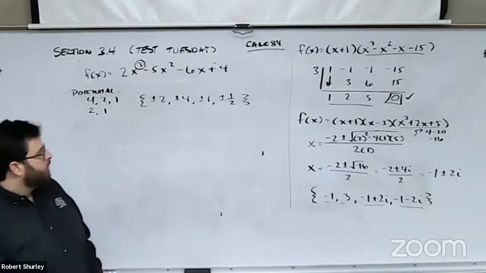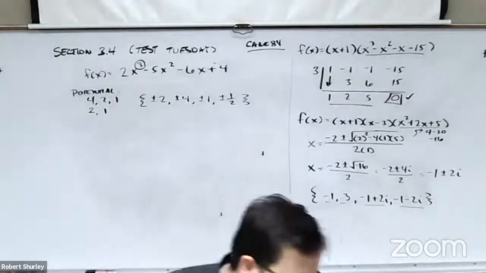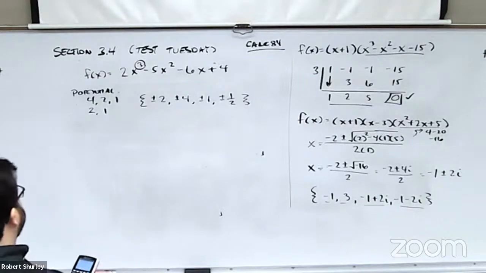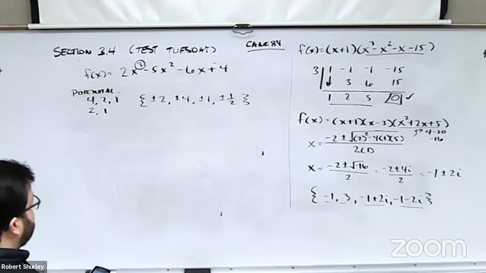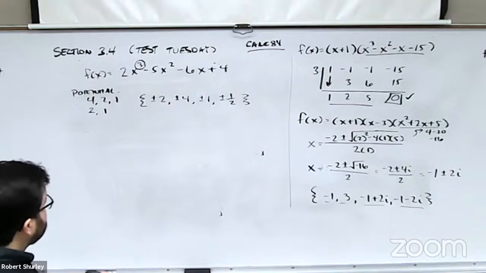Okay, great. So let's graph this one. And what you're going to see, this one's a little different than the previous ones we've done. So I'm going to say y equals 2x cubed minus 5x squared minus 6x plus 4. Oh, not plus 44, but plus 4.